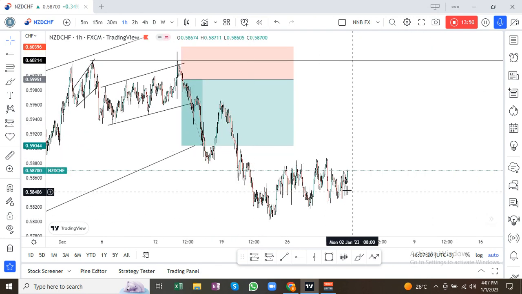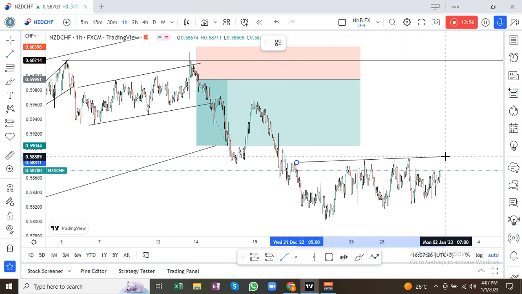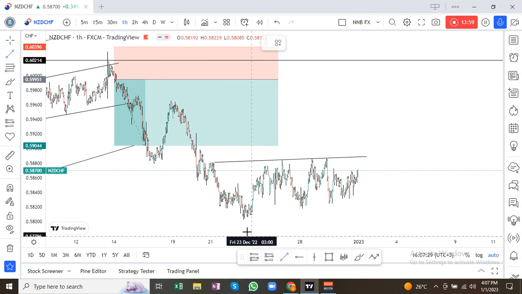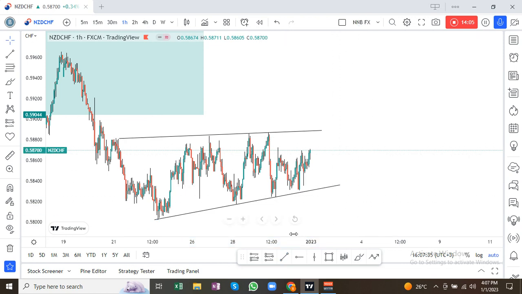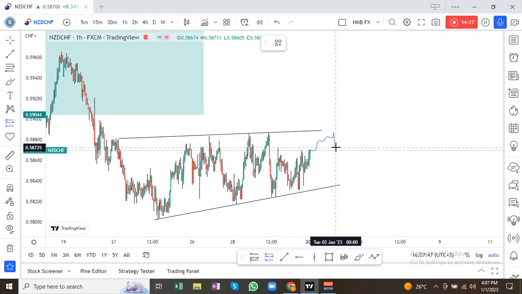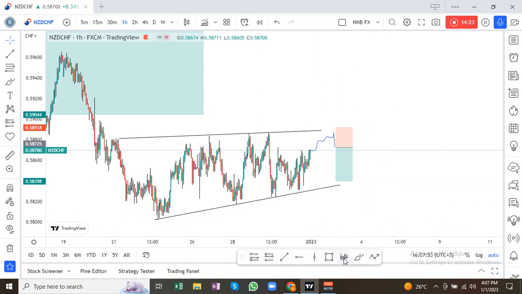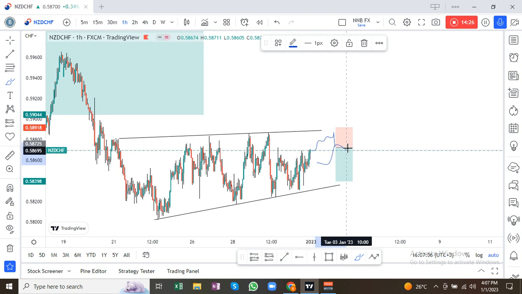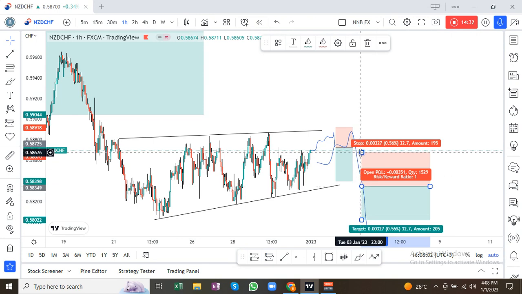It has already impulsed down and it is forming a continuation pattern here. So on this continuation pattern, if it gives me a touch and a retrace candle, if it comes up like this, I'll enter with a risk entry. But if it doesn't do that and it just impulses down and breaks the structure, it comes up, impulses down, I'll enter with a sell stop here on the break of the structure, with stops above the structure.